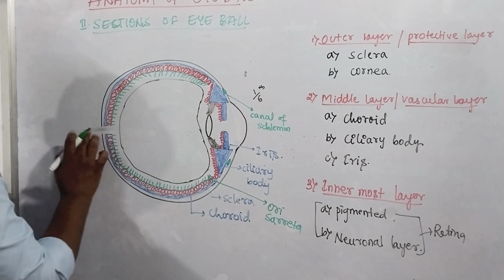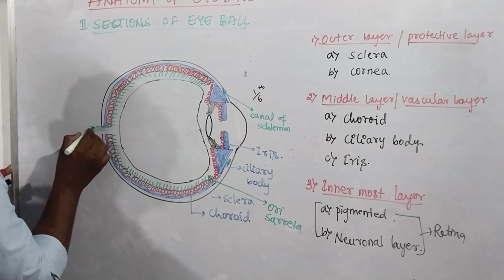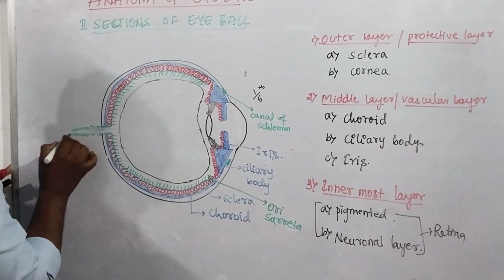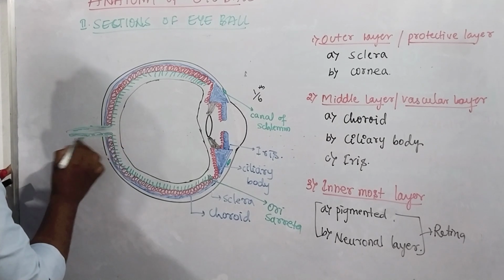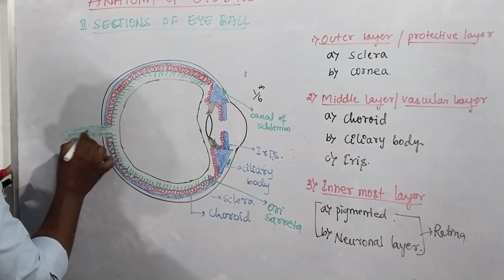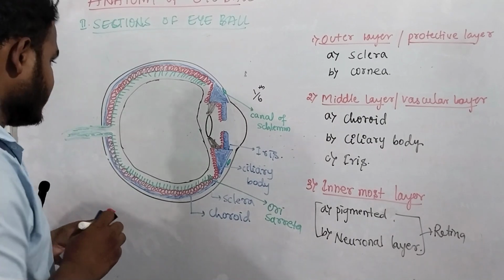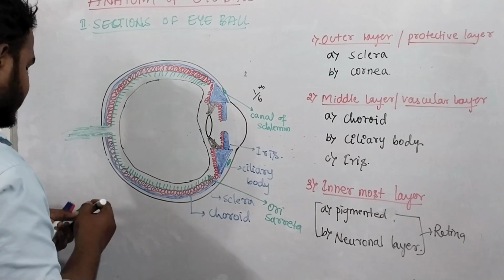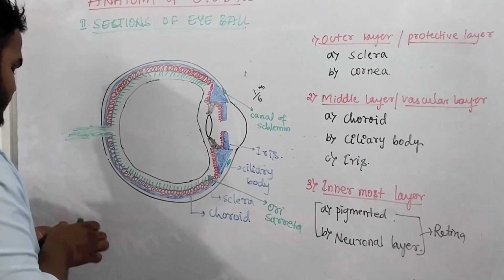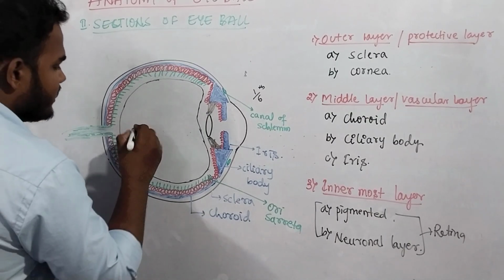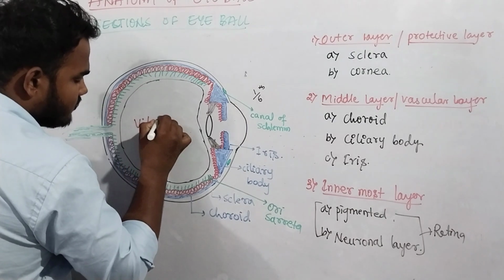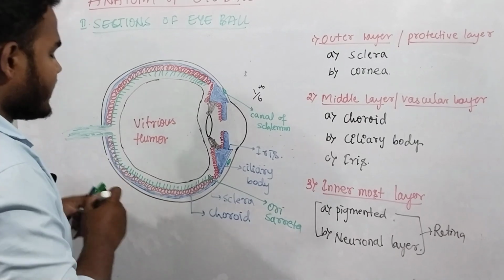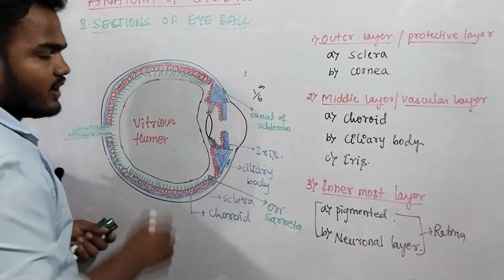Now again, we missed out some important thing here. There is an optic nerve. Here this neuronal layer combines, extends and forms the optic nerve, the second cranial nerve. This optic nerve goes to the brain, the CNS. Now this is the posterior segment. This contains a fluid called vitreous humor.